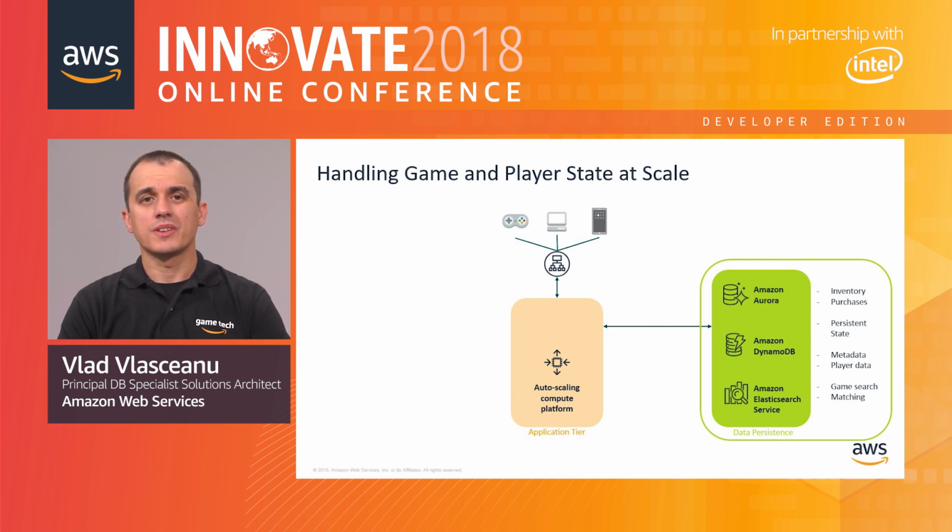So you might have, for example, Amazon Aurora for more transactional, more relational data such as purchases or inventory. You might use Amazon DynamoDB to store player profiles or other game metadata. And we've already mentioned game state as being a type of data that might fit well in either Aurora or DynamoDB. And you might have even other types of data that might be better suited for other database engines, such as Elasticsearch if it's a game search type workload.